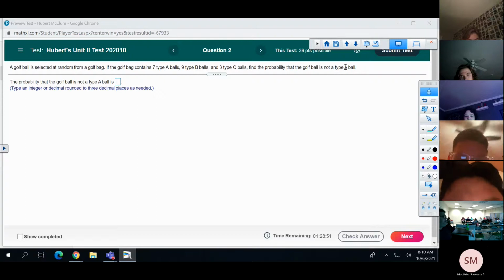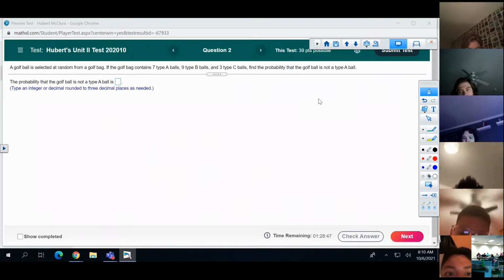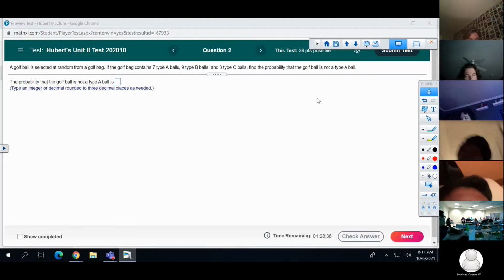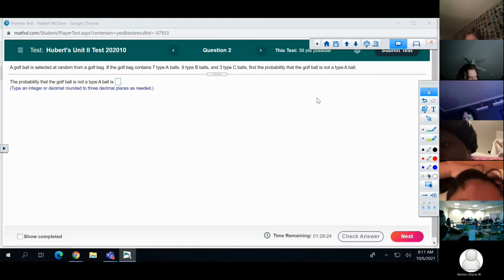Now, how many different ways can you do this? Two. And what are the different ways? One is to actually do the probability of not A, or what is the other? It starts with a C. C, O, M, P, L, E, M, E, N, T: complement. Do A and then subtract it from 1. So however you want to do it.